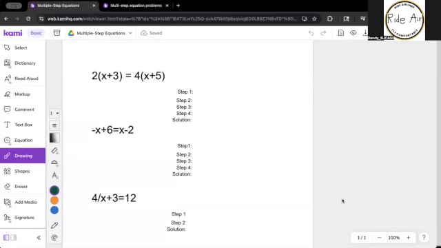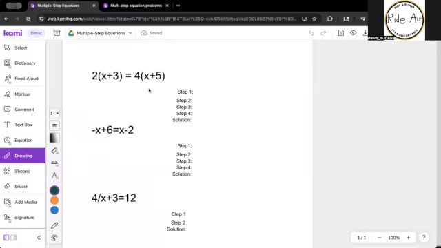Hello everyone. We're going to be starting another video on multi-step equations. As you can see, we have 2 times x. We have a distributive property and a regular property. Some of you may hate this because we added fractions, but don't worry, it's not going to be that big of a deal.